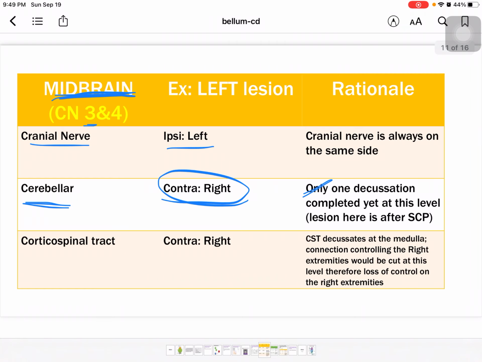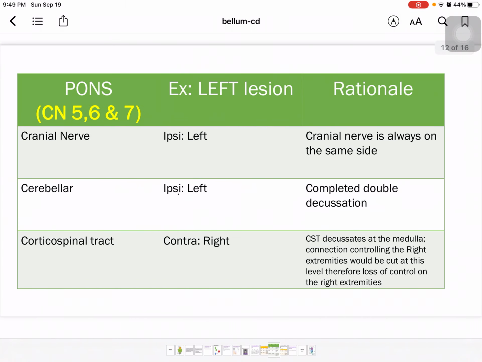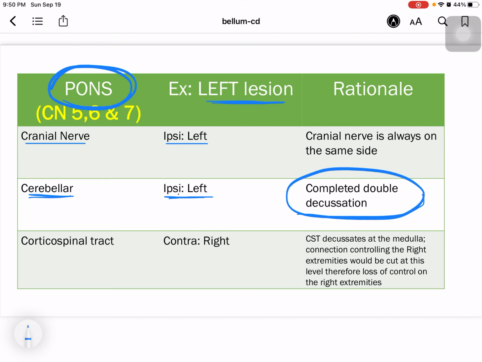Paano naman kung yung cranial nerve that is affected is yung 5, 6, or 7 mo? Saan naman yung cerebellar signs and symptoms mo? So again, para malaman mo if it's the right or the left side that is affected, susundin mo yung cranial nerve. So, yung cranial nerve mo, if left side yung affected, left side din yung lesion. So, left pons siya. Yung cerebellum mo naman, dito na siya mag-iiba. So, magiging left side na yung signs and symptoms mo kasi at the level of the pons, na-complete mo na yung double decussation. So, nakabalik na siya.